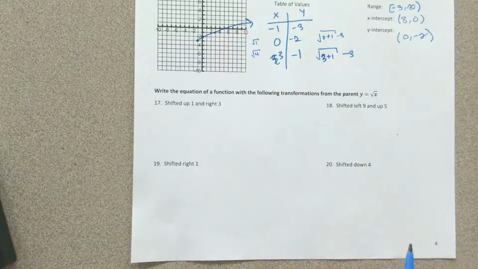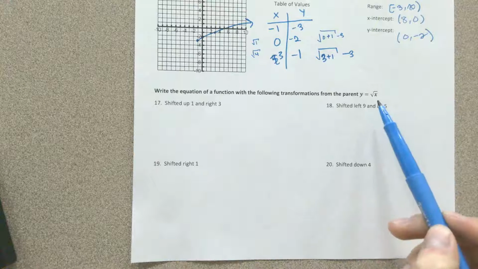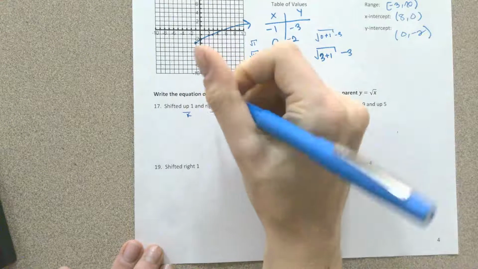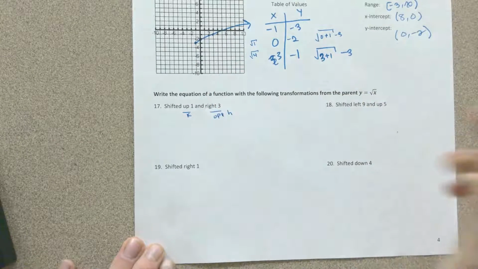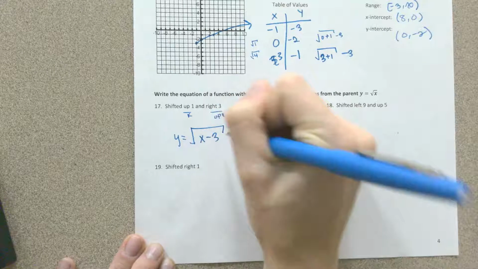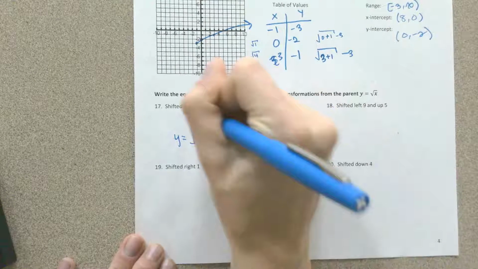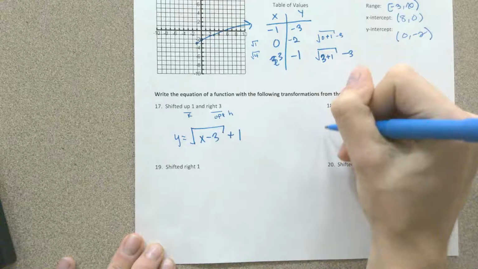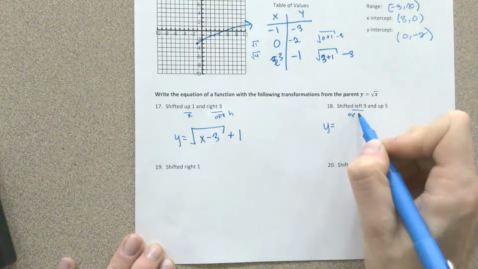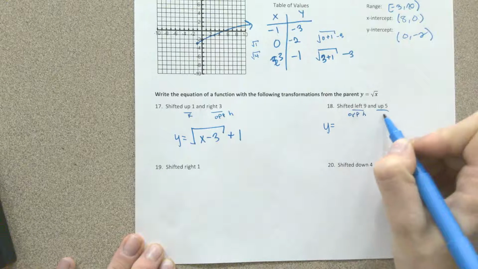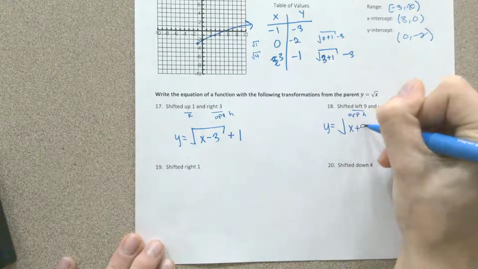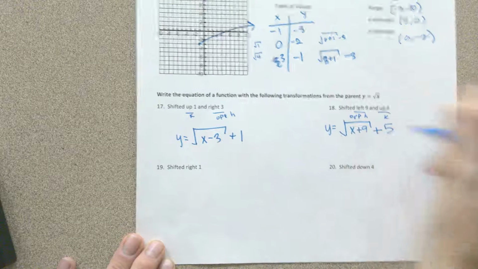Writing a transformation from this parent function, up 1 is k and right 3 is opposite of h. So we know we have a square root function, and we do the opposite of h inside of my function, and I'm going up 1. Shifting left 9, this is opposite of h, and up 5 is k. I'm going to have the square root of x plus 9. Up 5 is plus 5.